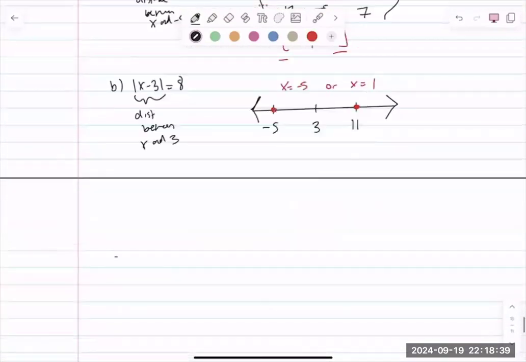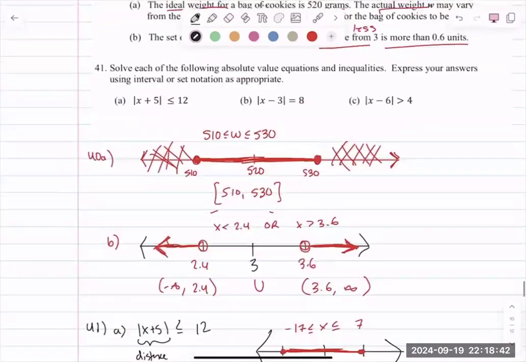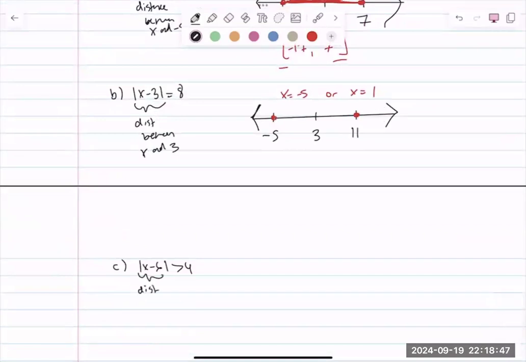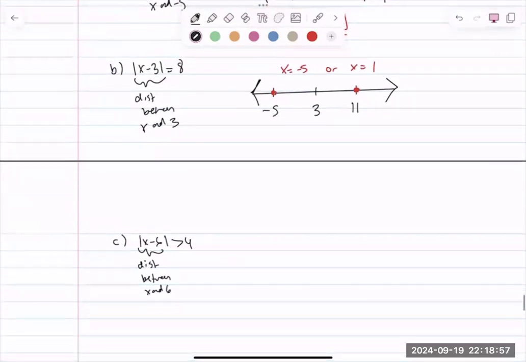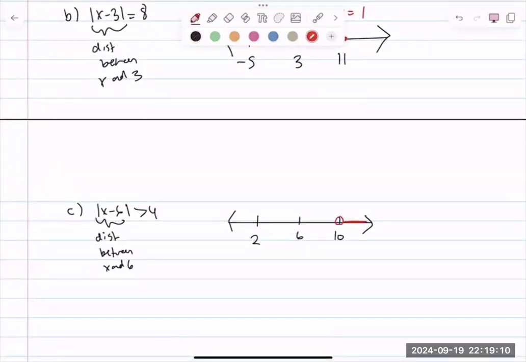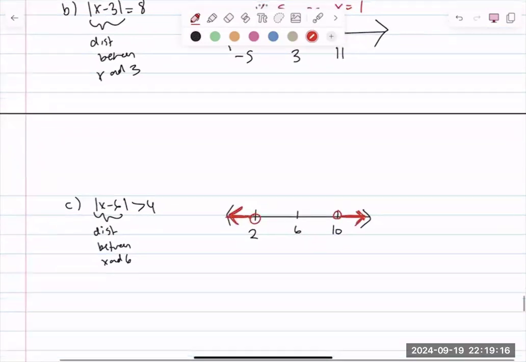And finally, for part C, our absolute value of x minus 6 is greater than 4. That means the distance between x and 3, or excuse me, x and 6 is more than 4. So let's draw our line. 6 here. 4 away is 10. Another 4 away is 2 in this direction. We know that x has to be more than 4 away, so it's somewhere out here. 2 and 10 are not more than 4 away. They're exactly 4 away, so they're not included.